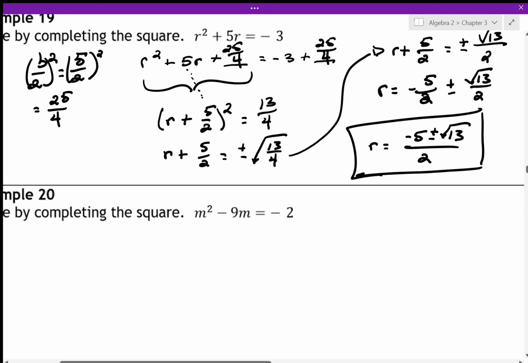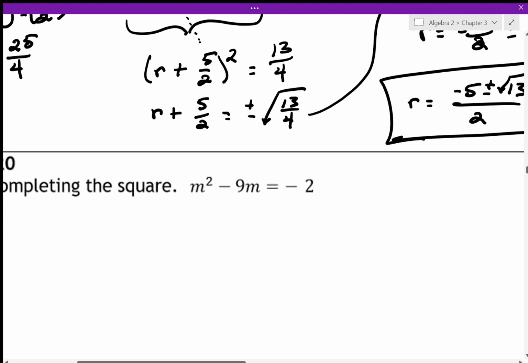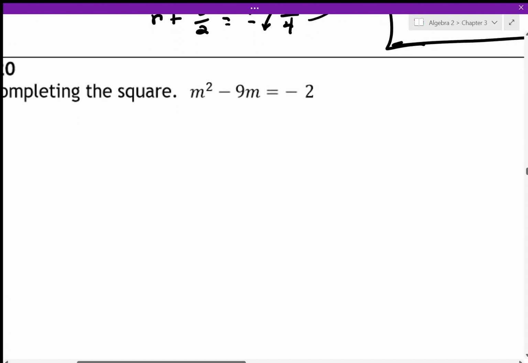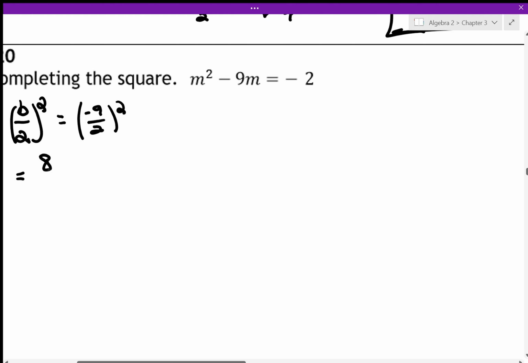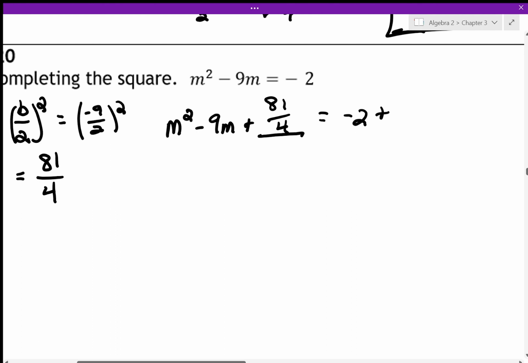Looking at number 20. Number 20, we're going to have another fraction. It's going to work very similar to our previous one. So I need to add in my blanks, and I also need b over 2 squared. Well, b halves squared is going to be negative 9 divided by 2 squared, which is going to be positive 81 over 4. So for this problem, I'm going to have m squared minus 9m plus blank, and I've already gotten my blank, it is 81 over 4, equals negative 2 plus blank.